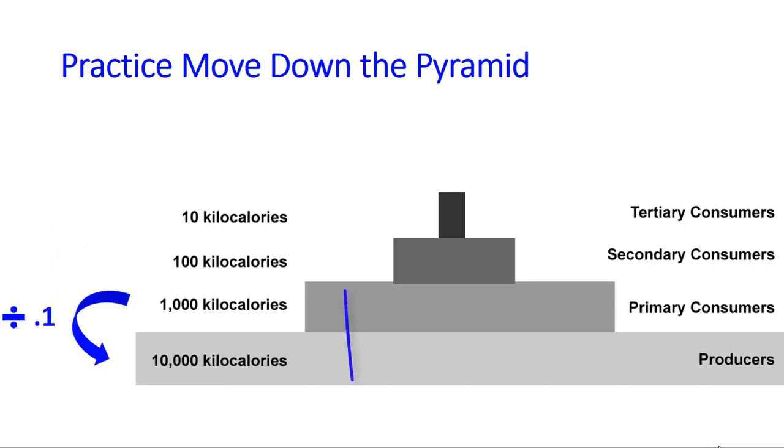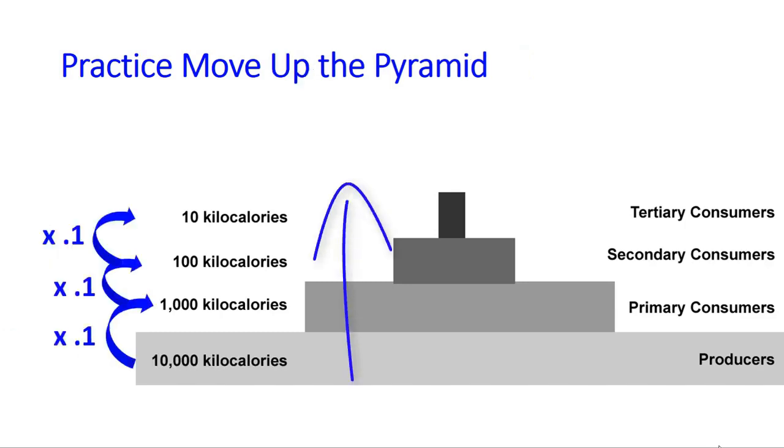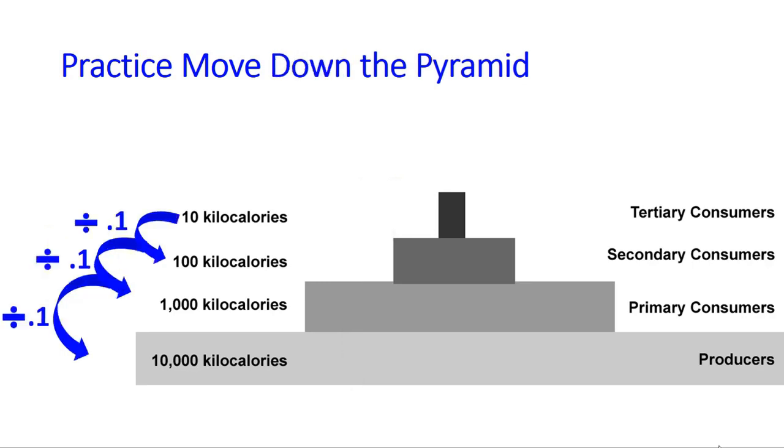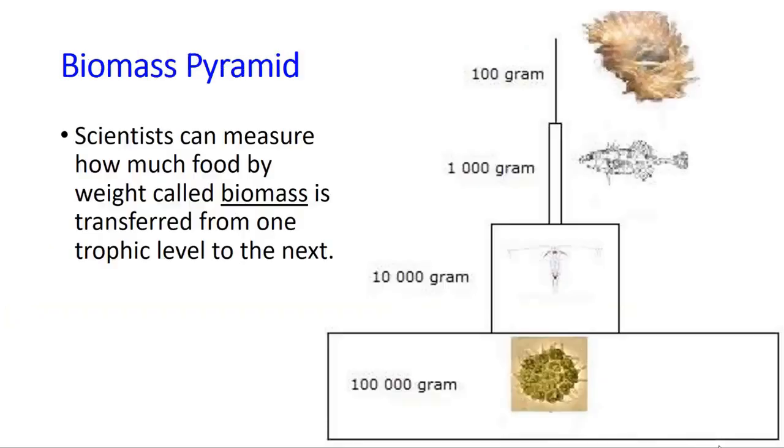So to go up the pyramid, we multiply by 0.1, or we take off a 0, and we move the decimal by 1. And to move down the pyramid, we divide by 0.1, or divide by 10%, or we add a 0. We also can do this with biomass. So notice before I was showing you with energy, with calories, well, we could do it with grams, with weight, with biomass. I hope this helps.